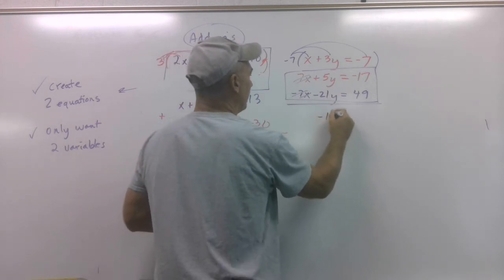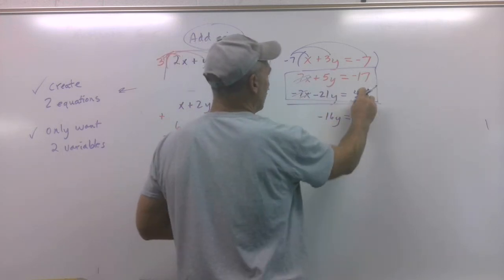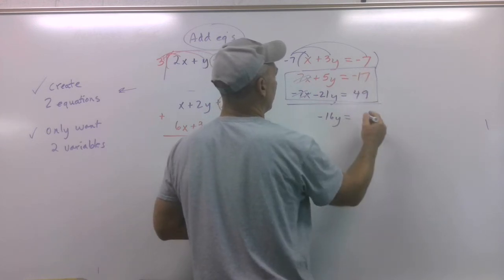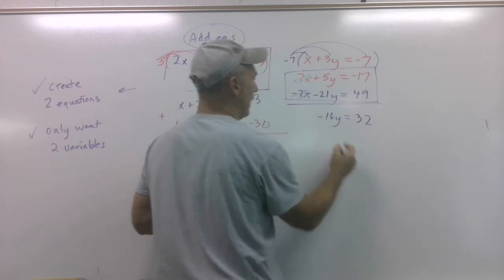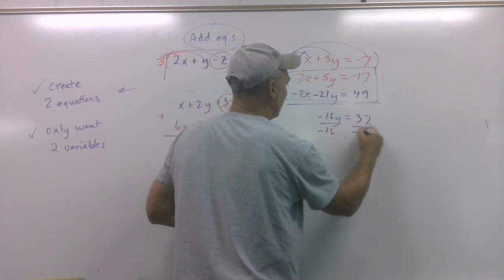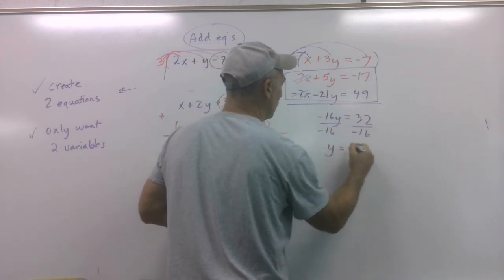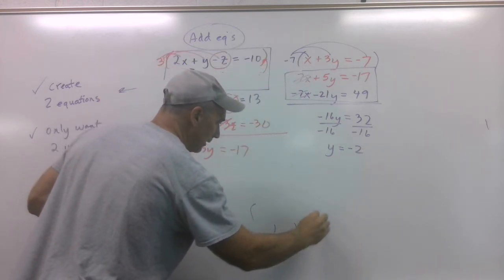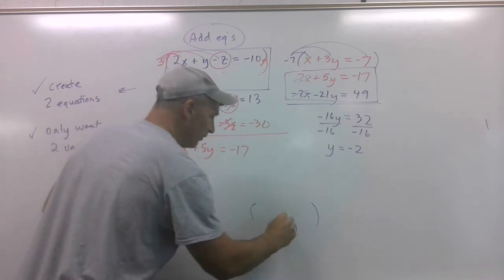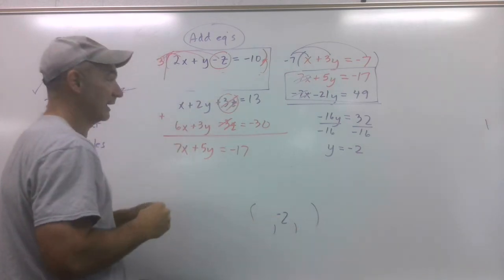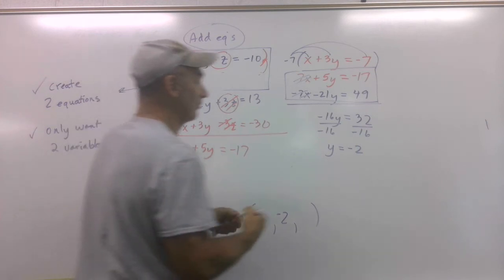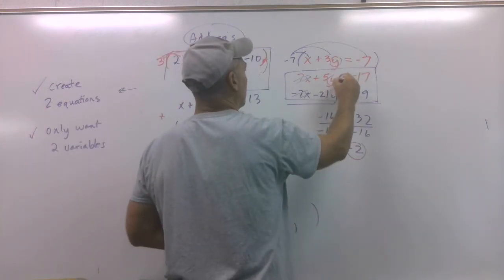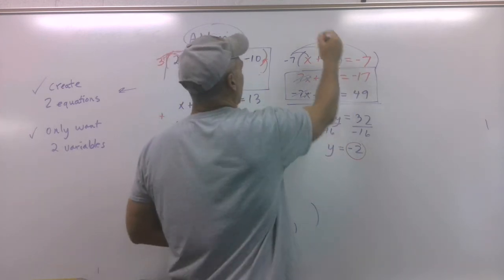So I get negative 16y equals 49 minus 17, fortunately, gives us 32. Look how that works out. Negative 16, so y equals negative 2. Don't forget, we're trying to find x, y, and z. Well, we just found our y is negative 2. Where are we going to find our x? I'm going to take that negative 2. I could put it here, or I could put it here. I'm going to choose the top one because it looks a little easier.